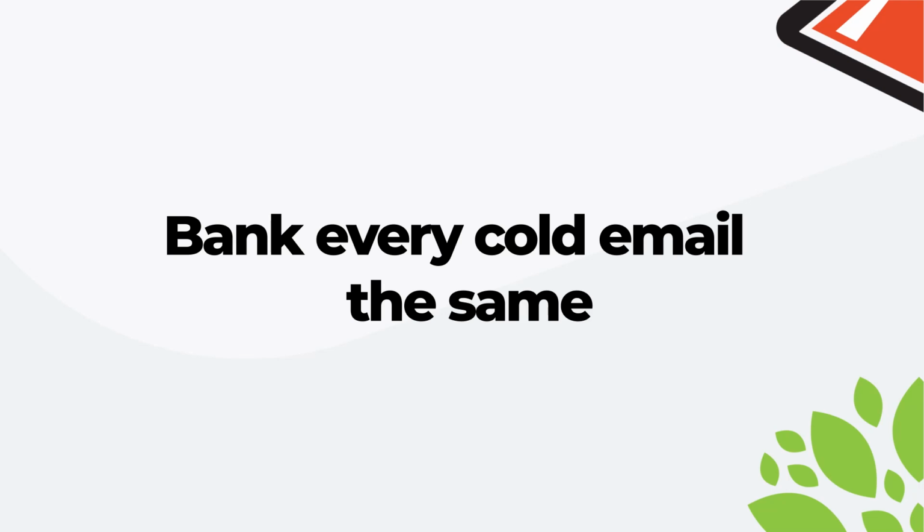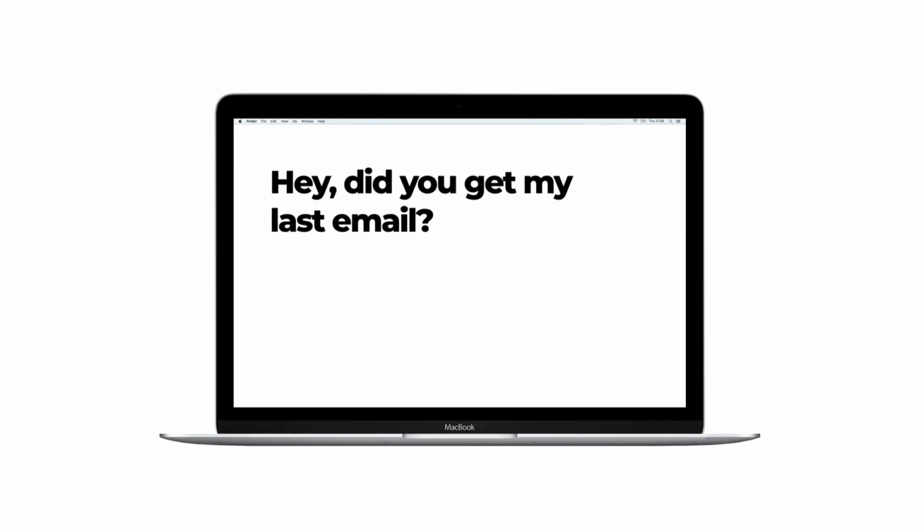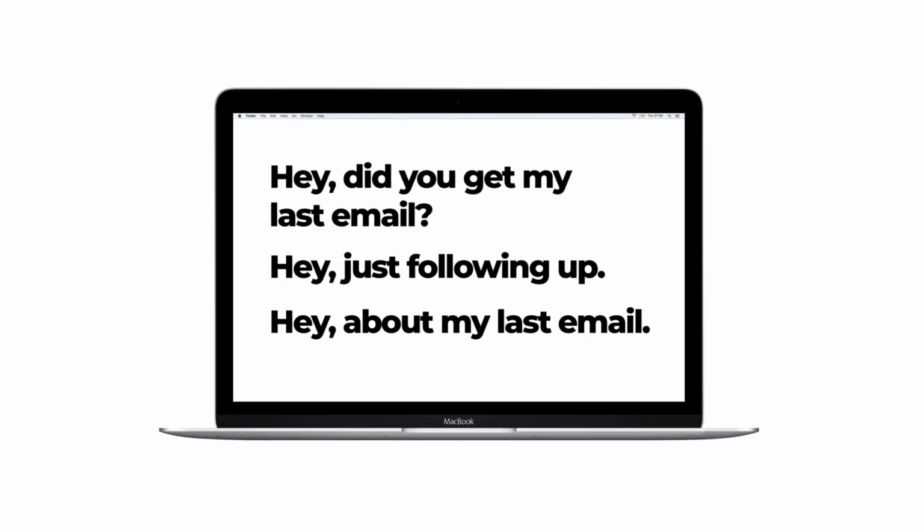The final thing I would do if I was writing a really, really bad cold email sequence is to make every email the same, right? I would put a massive email chain with "RE:" on every single email. I wouldn't vary the message. I'd just go and say, "Hey, did you get my last email?" Or "Hey, just following up," or "Hey, about my last email." That would be the best way to get people annoyed at you.